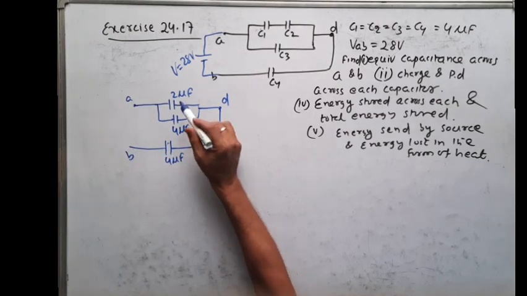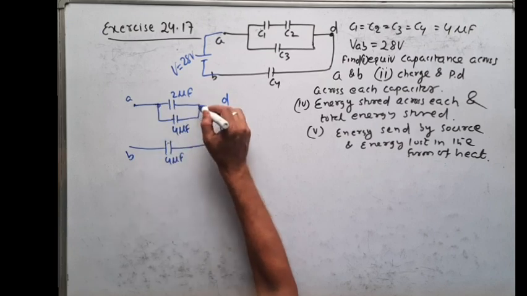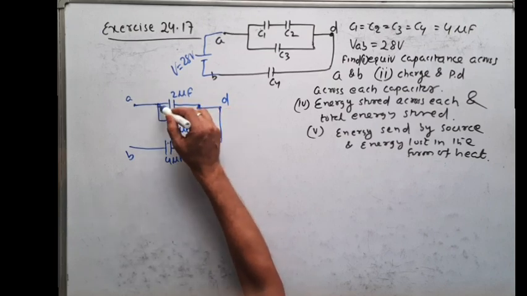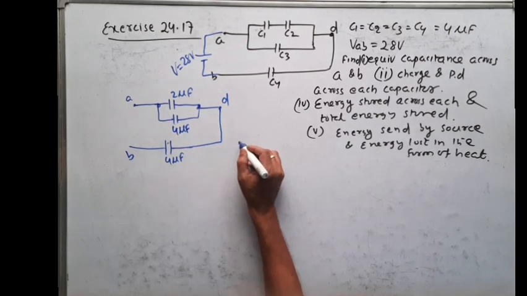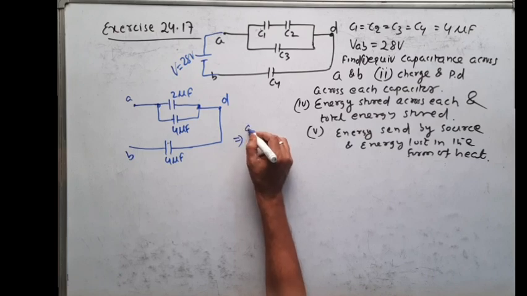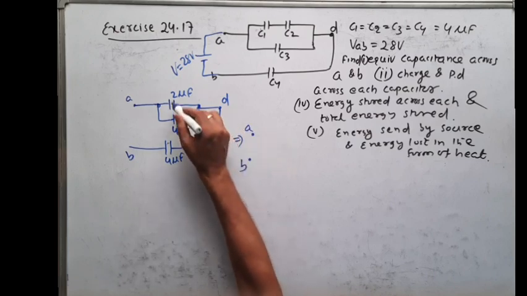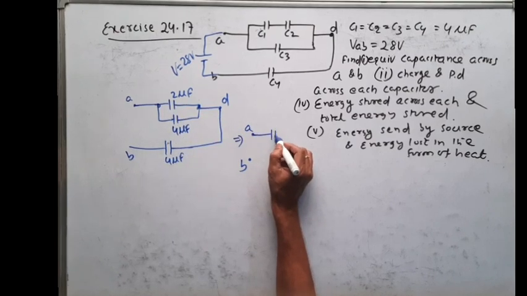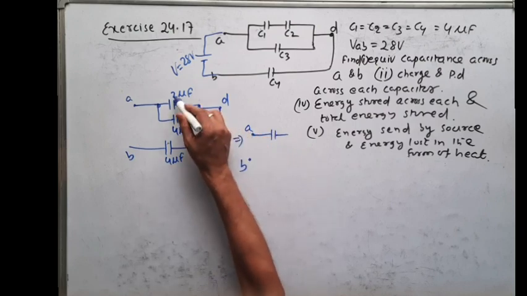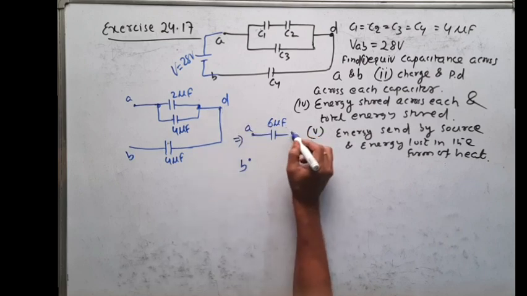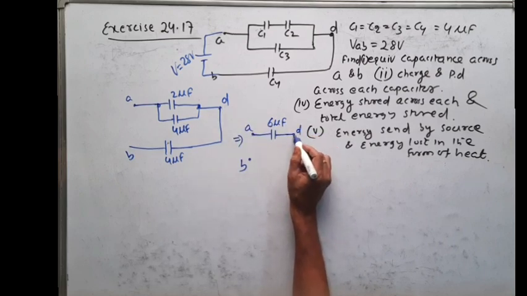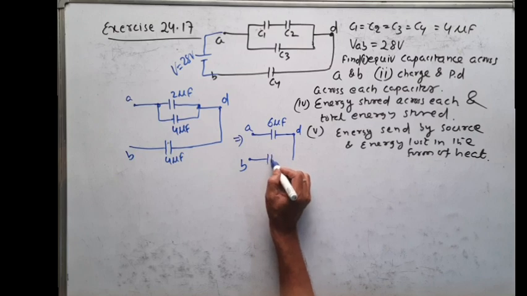Okay. Next, these 2 and 4 are connected in parallel. In between these 2 points, here 2 microfarad, here 4 microfarad, both are connected in parallel. Then what is the equivalent? This is A, this is B, 2 and 4 connected in parallel. So net capacitance will be 4 plus 2, that is 6 microfarad. And this is D point. From D to B there is another capacitor, that is 4 microfarad.